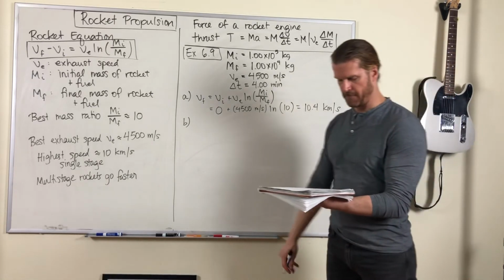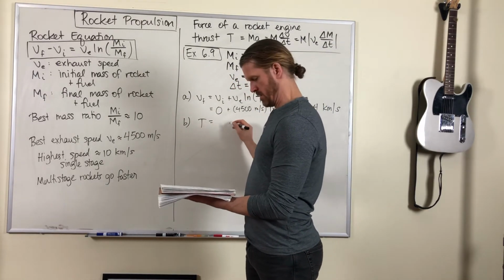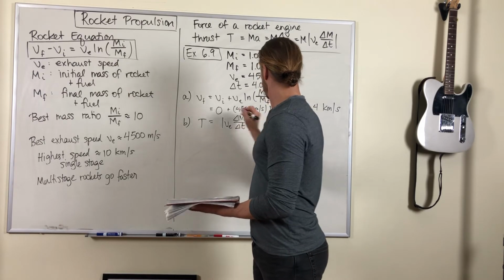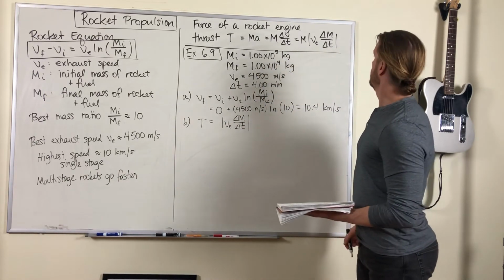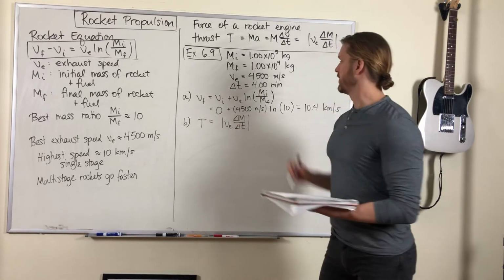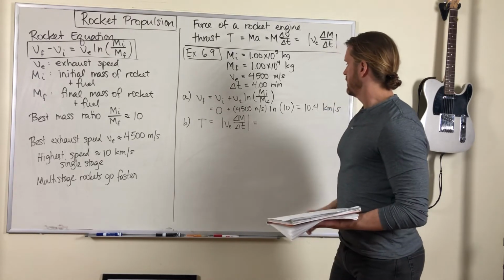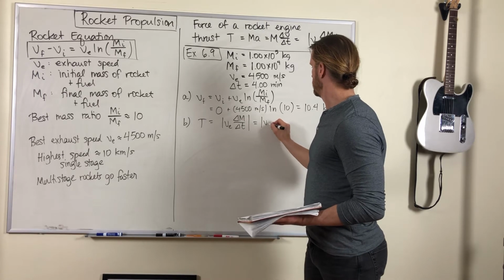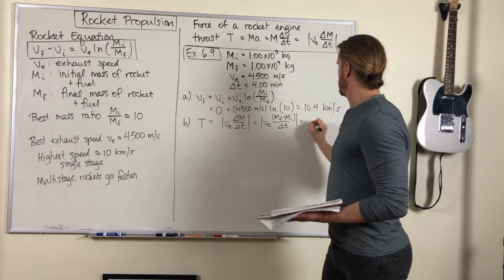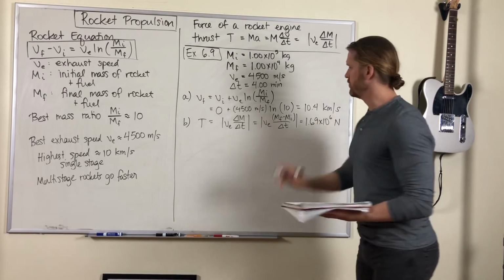All right, so how much thrust is being provided? Well, that thrust, sorry, I shouldn't have included this m here. Thrust is the exhaust speed times delta m over delta t. And we can just plug in all our values. That gives us 1.69 times 10 to the 6 newtons of force.